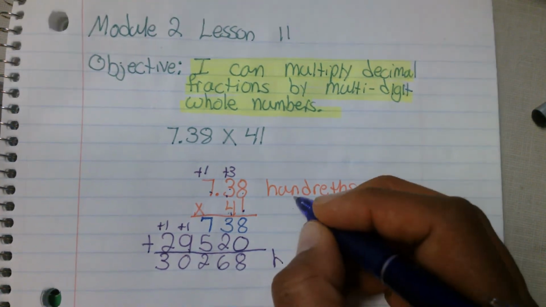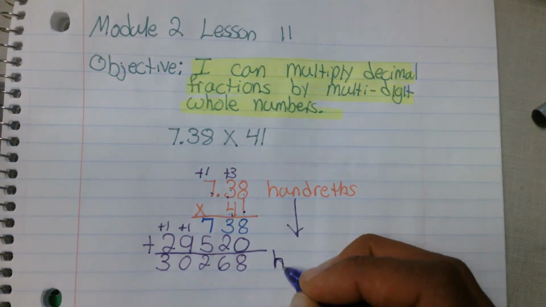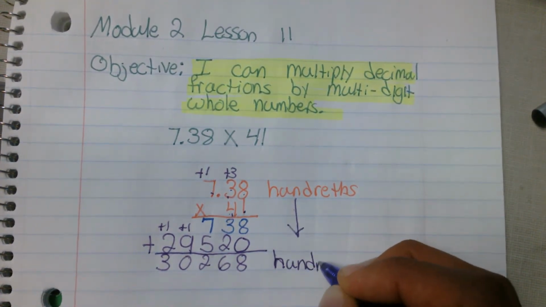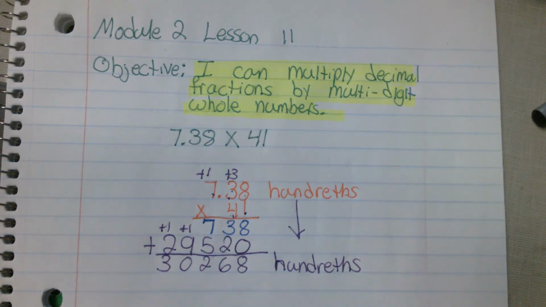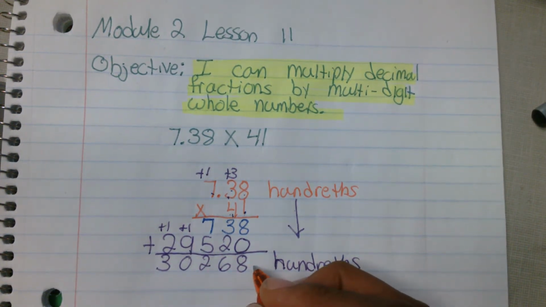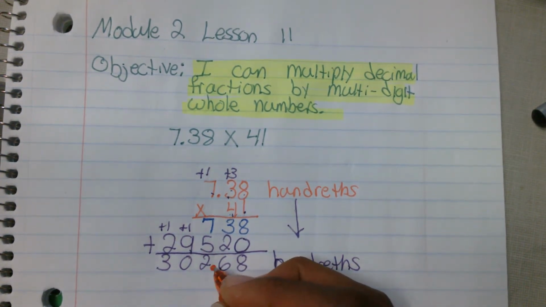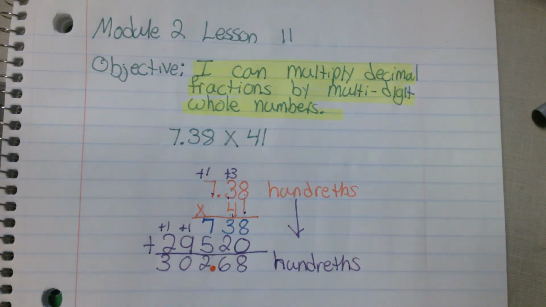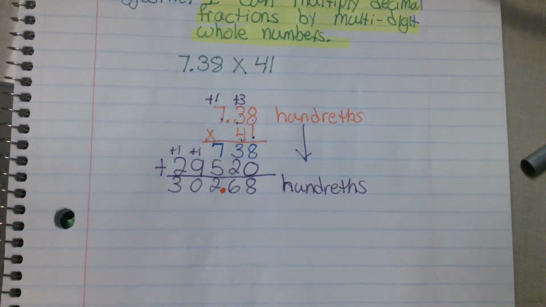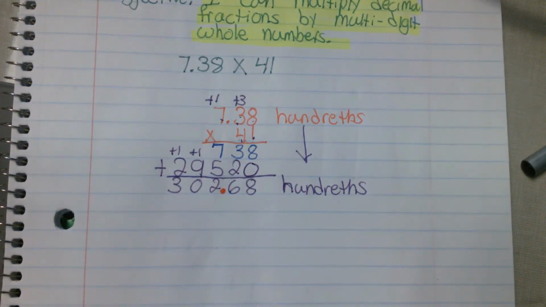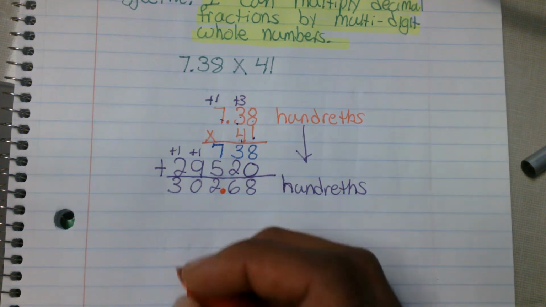So I need this because my problem was in hundredths. I need my answer to be in hundredths as well. So remember, when we have hundredths, that means that we have 2 digits after my decimal point. So that means I'm going to go to the end, 1, 2, and I know my decimal goes right there. So my answer is 302 and 68 hundredths. So our standard algorithm is the same. Everything else is just a little bit different.